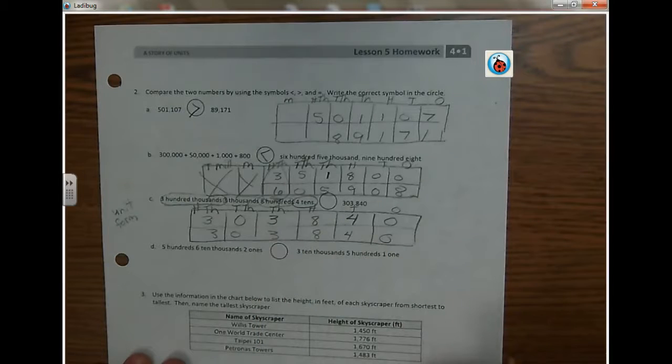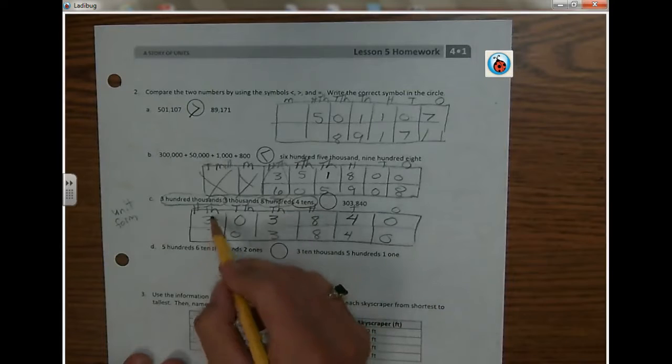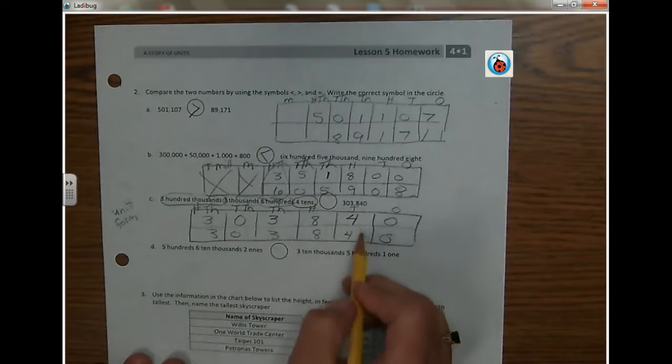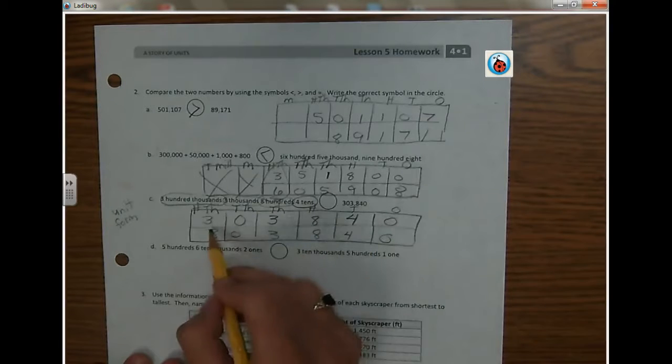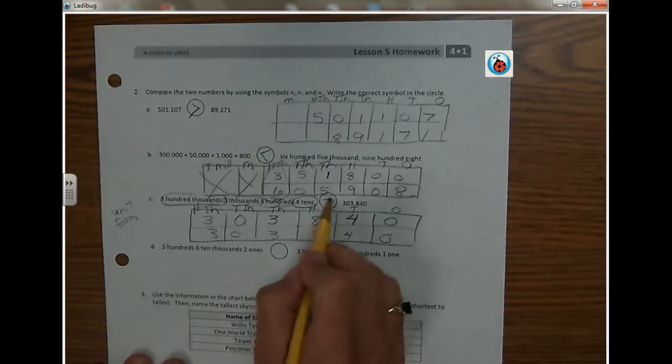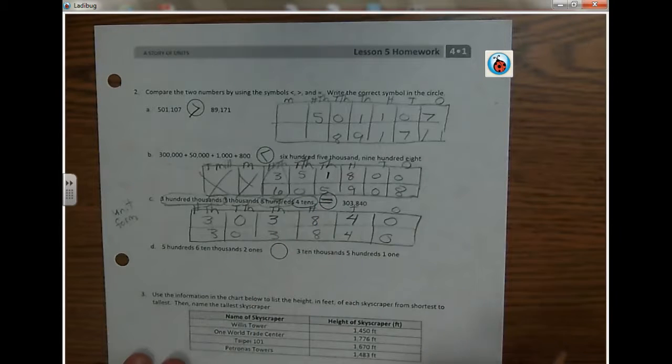Now we can easily put the next number, which is written in standard form, into our chart. Wow! These numbers are what? 3, 0, 3, 8, 4, 3. 303,843. They're equal, but I really couldn't see that till I put them in the chart.